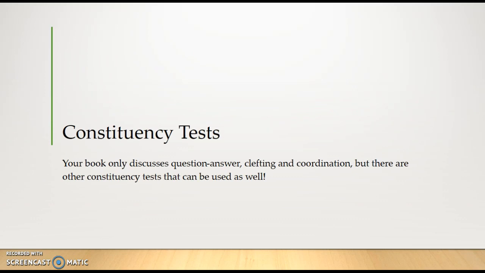When we're looking at phrases or sentences, we need to be able to determine what's a constituent and what isn't. We have different tests that will allow us to determine which parts are constituents. Our book only discussed the question answer, the clefting, and the coordination test. Coordination isn't that great. Question answer is good. Clefting is good. But there are other constituency tests that can be used as well, and those are in this presentation and in your PowerPoint.